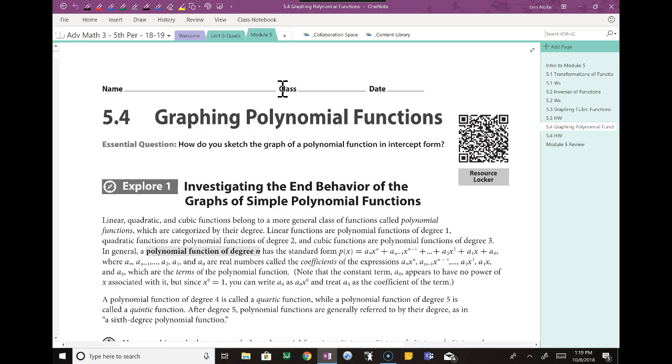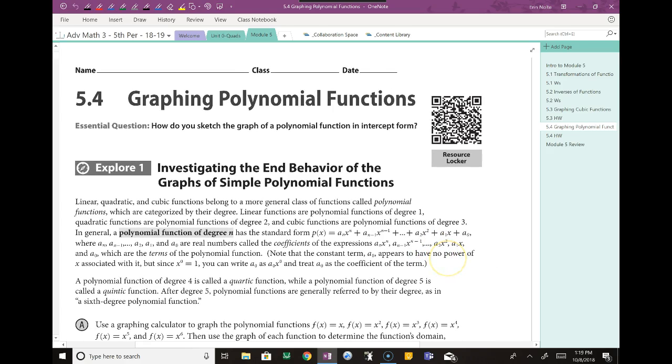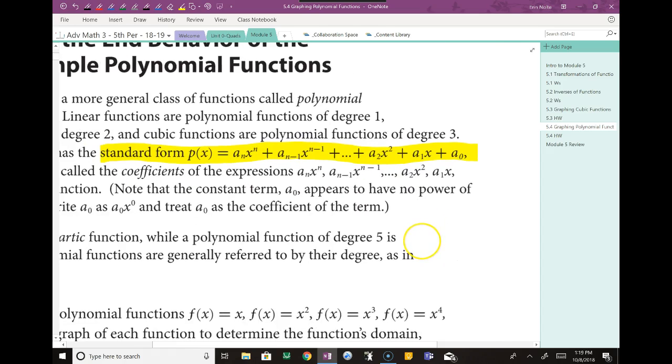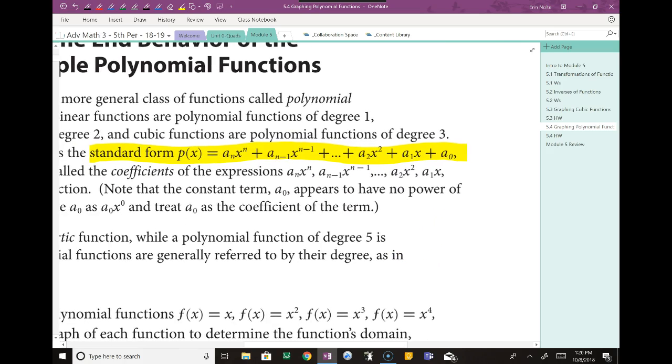Okay, so 5.4 is graphing polynomial functions. The first thing that you need to know is what the standard form of any polynomial function looks like. I don't know if you can see this, but the standard form of any polynomial function looks like that. So they're saying p of x, being your polynomial in terms of x, looks like that.